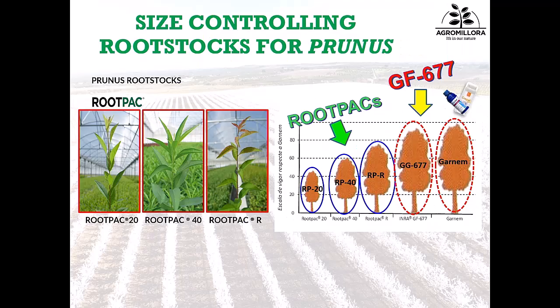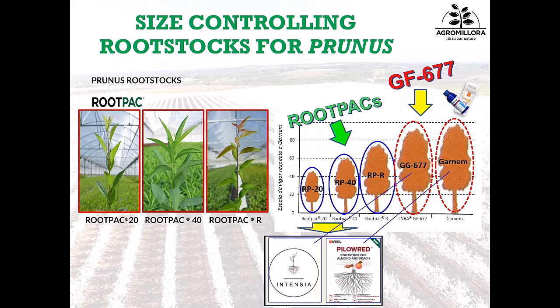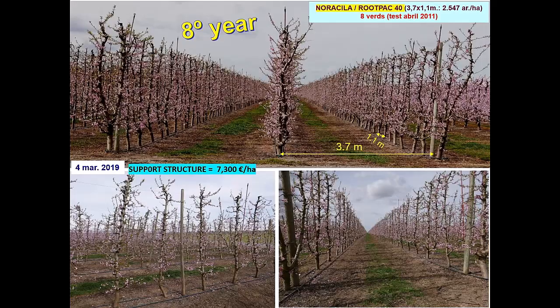So we put a lot of focus on the rootstocks. It's genetics developed by Agromillora over the last 20 years. We have a lot of experience, and I will explain some data. Luckily, we have 2 new rootstocks, very interesting. One from IRTA, Intensia, and one from Theta, Pillow Red, with a range of vigor between Rootpac 40 and Rootpac 20, so more or less like Controller 6. We have these 2 new rootstocks.